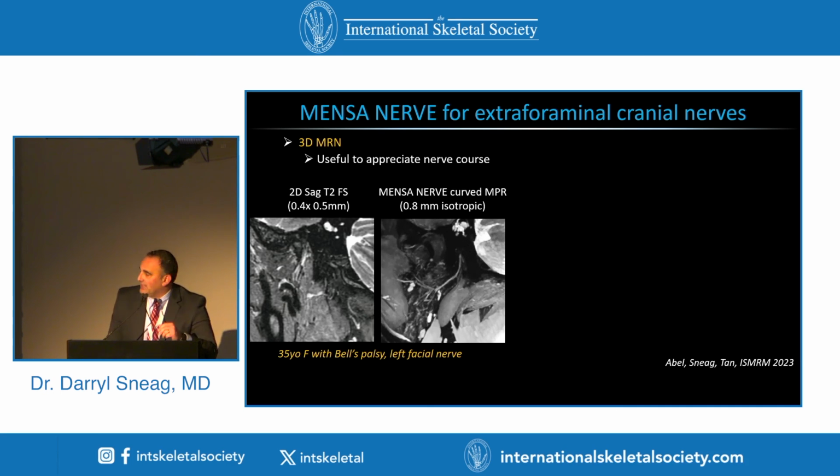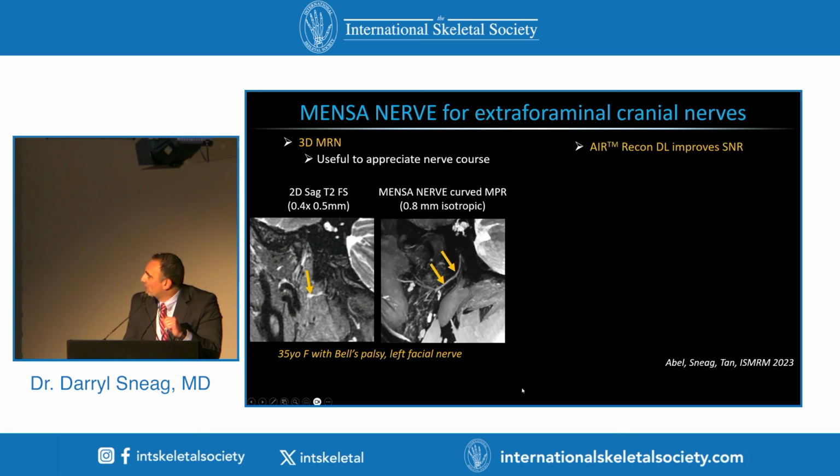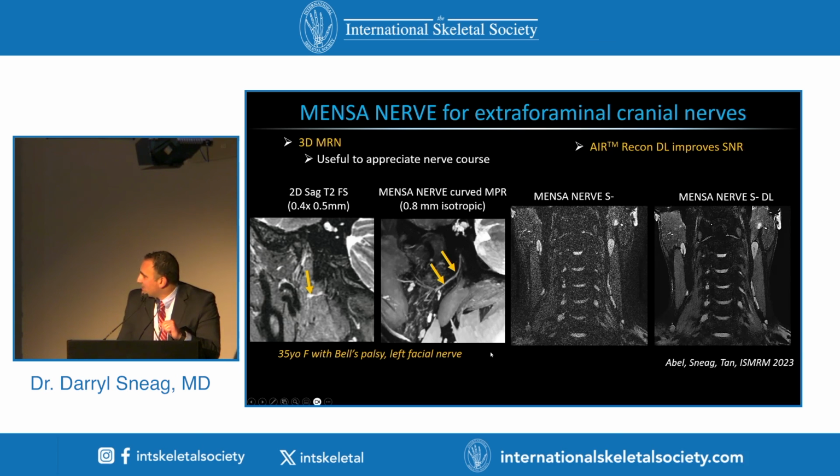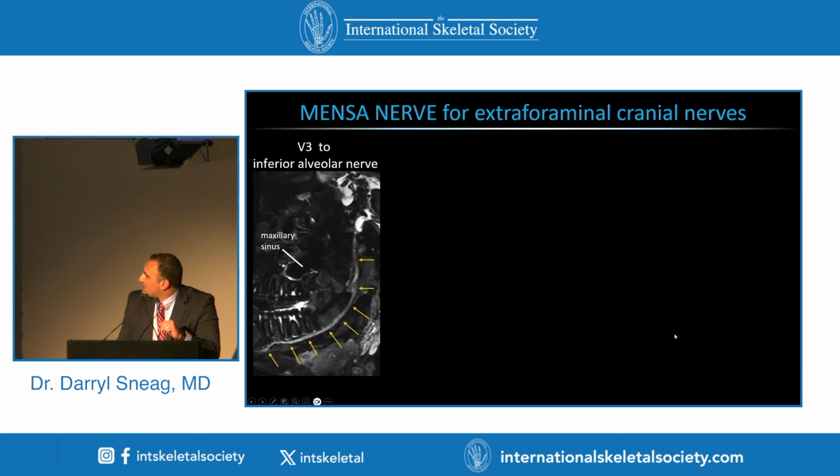And we've now applied this in the facial region as well. Here's a patient with an acute Bell's palsy, a 35-year-old woman. We see a very bright and really enlarged facial nerve. I don't have the contralateral side for comparison here, but it was enlarged compared to the contralateral side. Then you can create the MENSA curved MPR showing the facial nerve entering the parotid gland. Similarly, you can evaluate the extraforaminal cervical nerve roots as well, and then you can keep going.